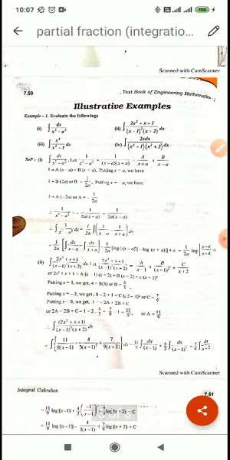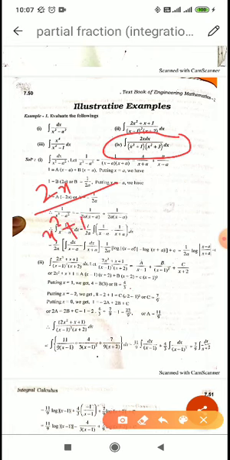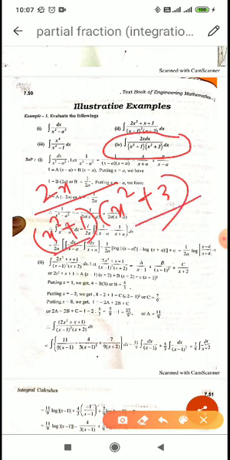You can check this particular problem. The problem is given: 2x dx by x square plus 1 into x square plus 3. Now we can see that in this denominator, the two factors are completely different, and they are not linear, they are in quadratic form. So the function is given here as 2x by x square plus 1 into x square plus 3, right?